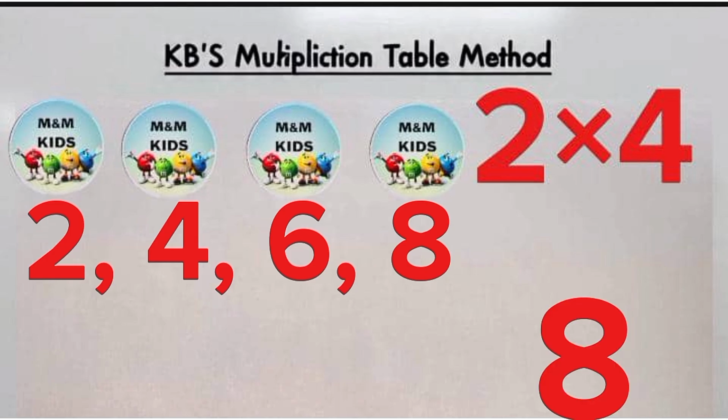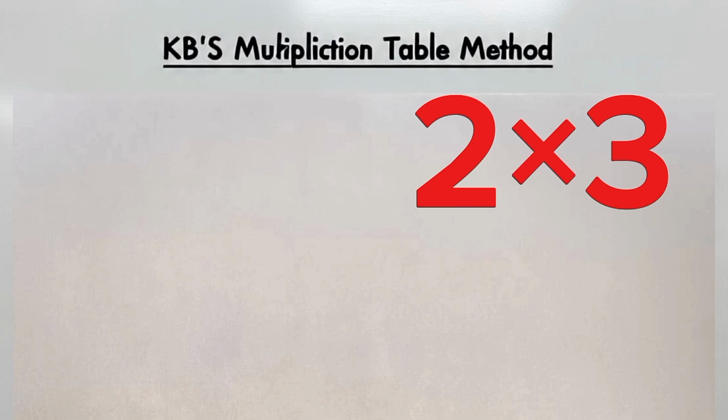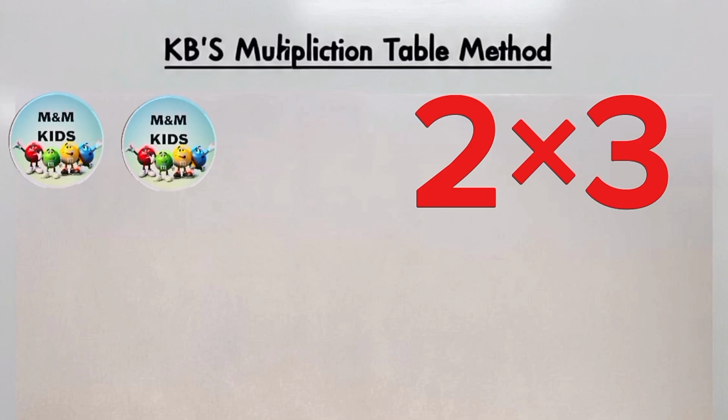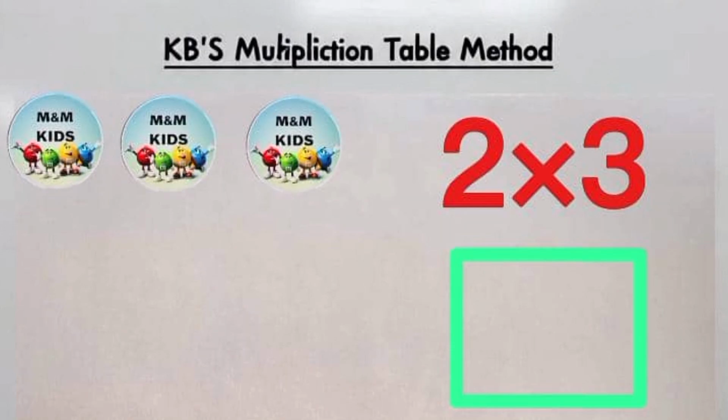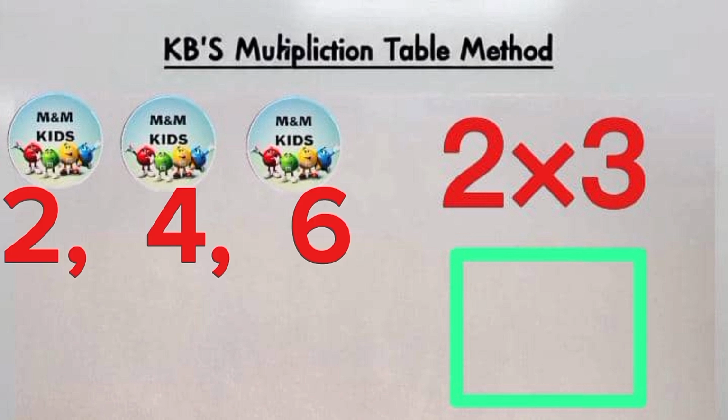Let's do this one more time. Example 2. What is 2 multiplied by 3? Don't forget, let's set out 3 counters. 1, 2, 3. Then let's recite multiplication table 2 using KB's method. 2, 4, 6. How many do we have, kids? We have 6. 2 times 3 is 6. Great. Okay, last one before I ask you to try.